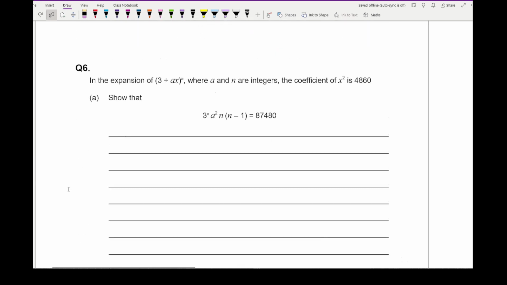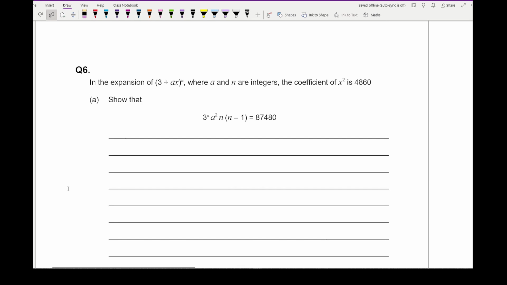Then moving on to question 6, it says in the expansion of (3 plus ax) to the power of n, where a and n are integers, the coefficient of x squared is 4,860. Part A is asking us to show that 3 to the power of n, a squared, n multiplied by (n minus 1) is equal to 87,480.